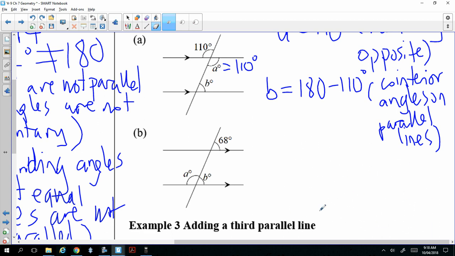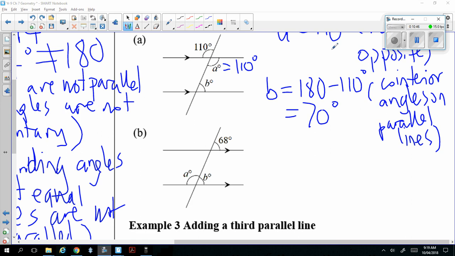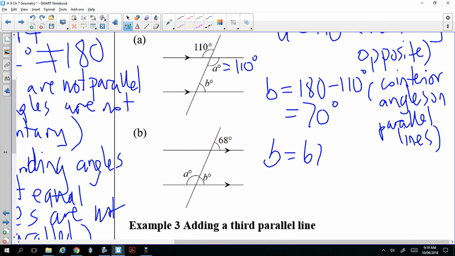Okay, let's move to the next bit. All right, what's that? 70 degrees. Okay. Next question. We start with the easiest one. Raise your hand if you know the answer. Yes, Ask. Yep, you have to say corresponding angles. Very good.